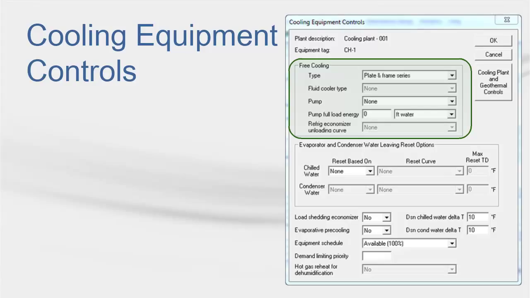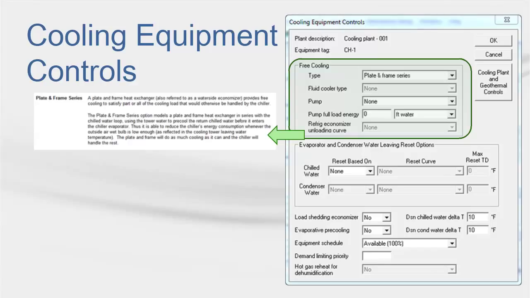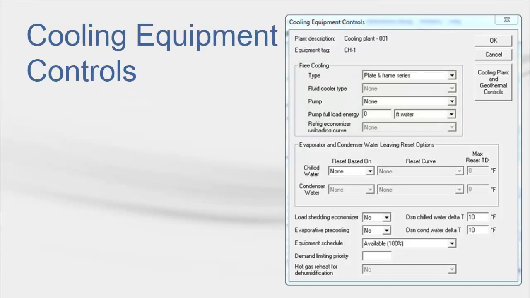For more information on each of the different free cooling methods offered, please use the F1 key to bring up the help documentation, which includes a write-up on each of these free cooling schemes. The evaporator and condenser water leaving reset options fields allow users to reset the temperature leaving the evaporator or condenser based upon the outside air temperature or the temperature of the water returning from the building.